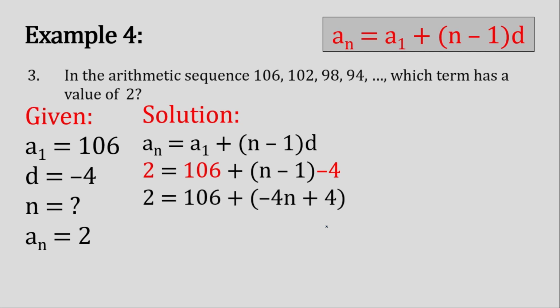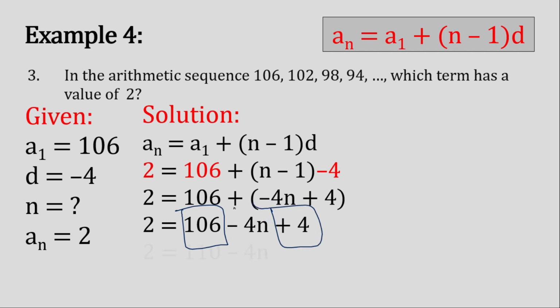So we have 2 equals 106 plus the quantity n minus 1 times negative 4. Negative 4 times n is negative 4n. Then negative 4 times negative 1, that is positive 4. So let's distribute this. Then we have 2 is equal to 106 minus 4n plus 4. Now let's combine like terms. Okay, so this one will become 110 minus 4n.